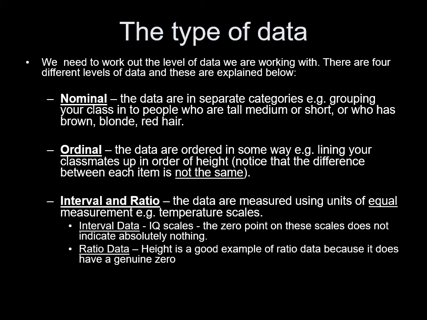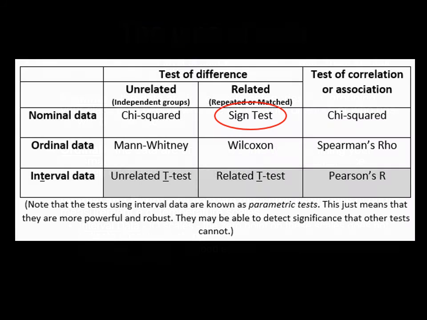Ratio data is basically the same as interval data, except it's a measurement that starts from 0. Height is a good example of this, because if you're measuring in centimeters, each centimeter is the same size as every other centimeter. So it's interval, but it starts from 0 because you can't have a minus height. That's tricky. Once we've got those, we can decide what we're going to do.